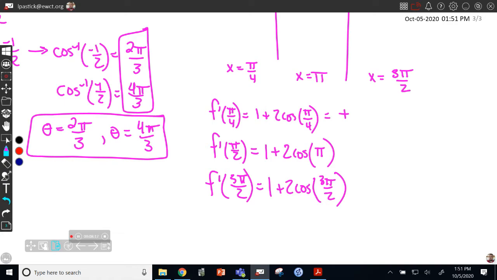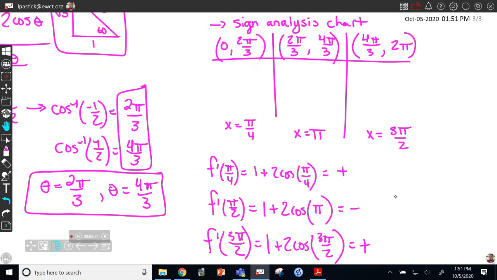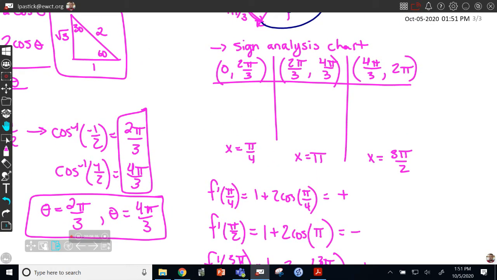2 cosine of pi is 2 times negative 1, so that's negative 2 plus 1. That's going to be negative. And then the last one, 1 plus 2 cosine of 3 pi over 2, that's 1 plus 0, so that's going to be positive as well. So I want to enter those values now in my sign analysis chart. That's all the information I need to start coming up with the rest of these statements to answer the original questions.